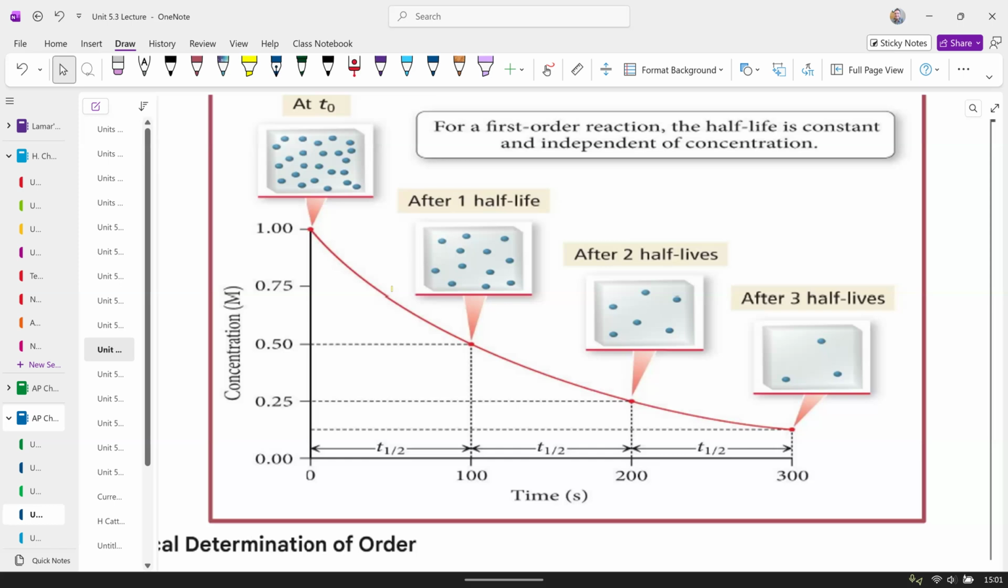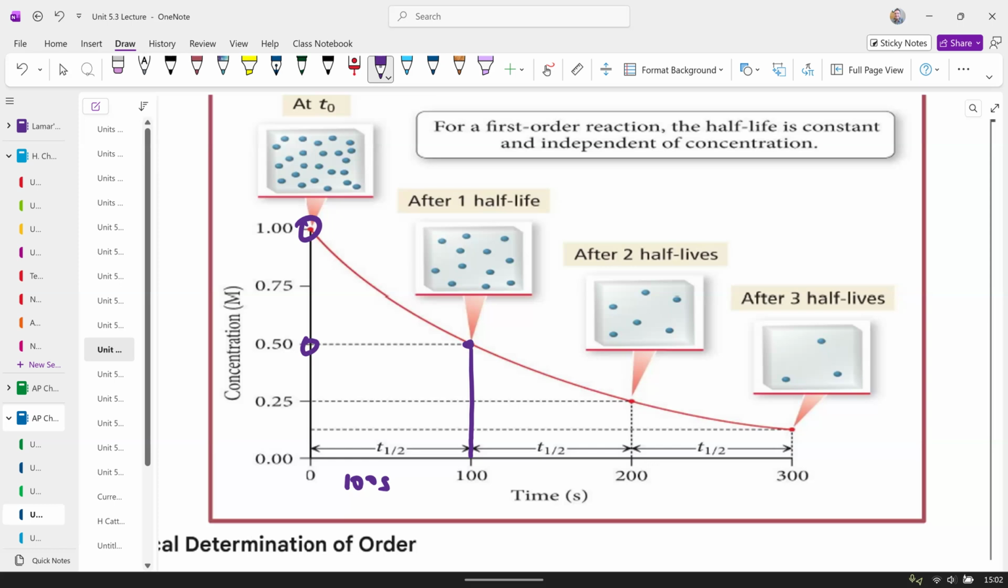And so we look at this, and we can see the original concentration is 1. Do we see that? 1. What's half of 1? 0.5. So we go to 0.5, and then we go from 0.5 to the line, and we see that it took 100 seconds. You see that? So the first half-life is 100 seconds. So if this is first order, that means the second half-life is also going to be 100 seconds.